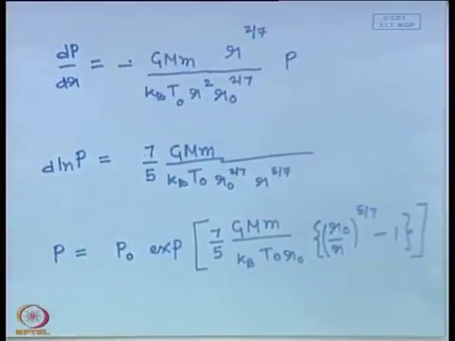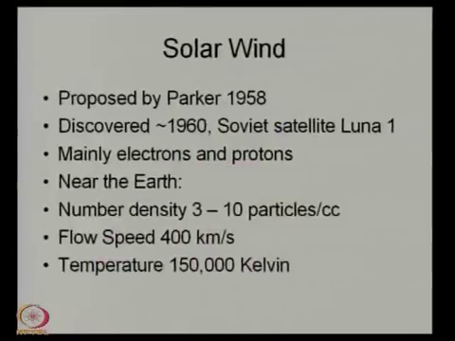So what Parker showed was that you cannot have a static solution, where the temperature, pressure, and density everything goes to 0 at infinity. If you want to hold the solar corona in place in hydrostatic equilibrium, then there must be something exerting pressure at infinity. And we know that there is no such thing exerting pressure at infinity. So he concluded that the solar corona must be expanding out. Okay. So this is the proposal made by Parker in 1958 based on this simple calculation.